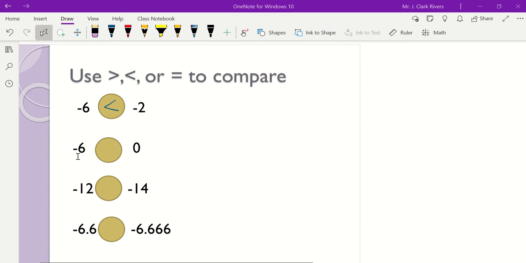All right, Kyle, help me out on this. Negative 6 and 0. What sign am I going to put in between these two? Less than. Negative 6 is less than 0. Miles, how about negative 12 and negative 14? Negative 12 is greater. Greater than negative 14.